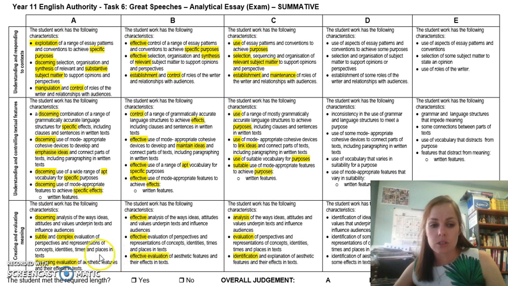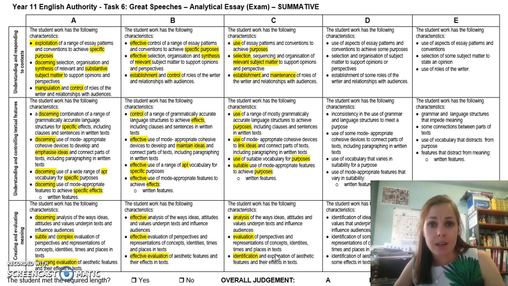The last dot point is your aesthetic features. Okay, this is the overall holistic nature of the piece, and is it effective in answering the task question? So to get an A, you need to have a discerning evaluation. To get a B, it's an effective evaluation. And then C is just an identification of some of these aesthetic features in your text.